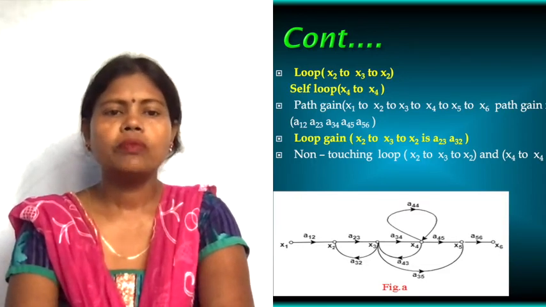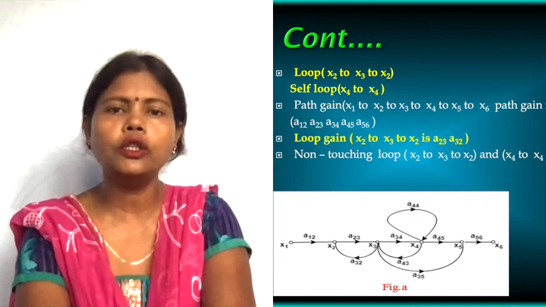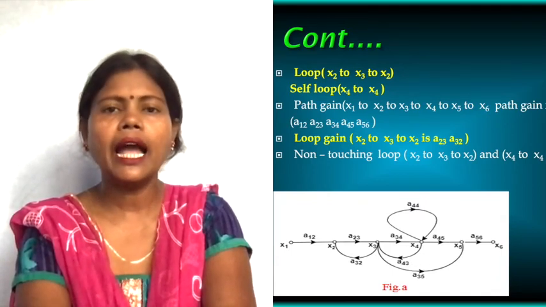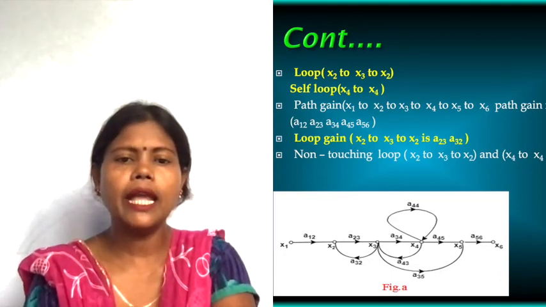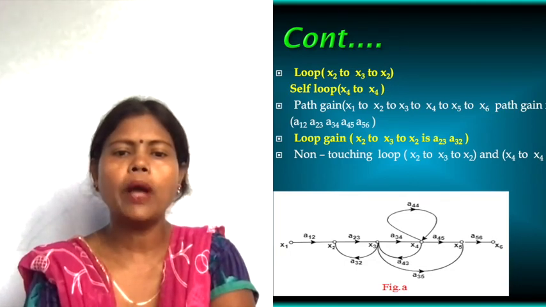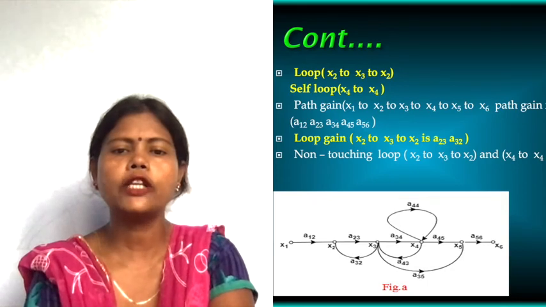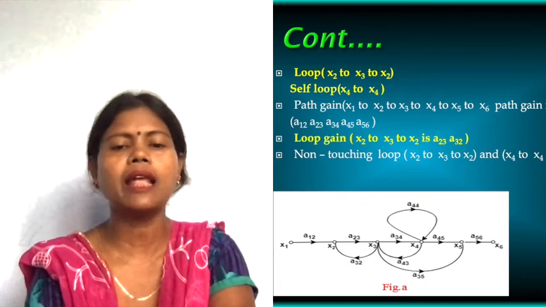Non-touching loops. These are loops that have no common node, branch or path. That means this loop x2, x3 and x2, and this loop at x4, these two are non-touching loops. There is no common node, path or branch.